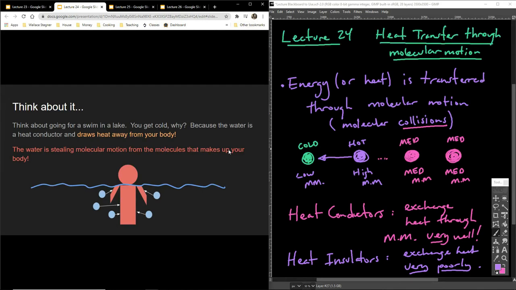So when you're going into a heat conductor, like a liquid, the molecules are literally bouncing up against your skin and stealing the molecular motion from your body. Energy is conserved. Energy didn't disappear. You're getting colder, but the lake is getting hotter.